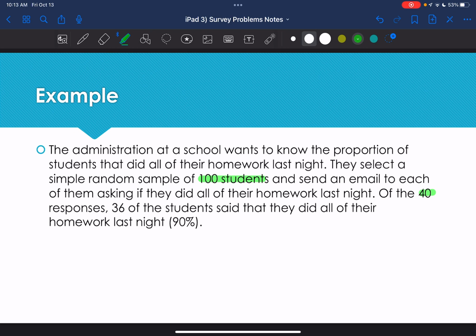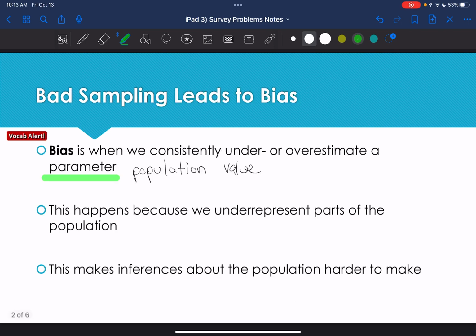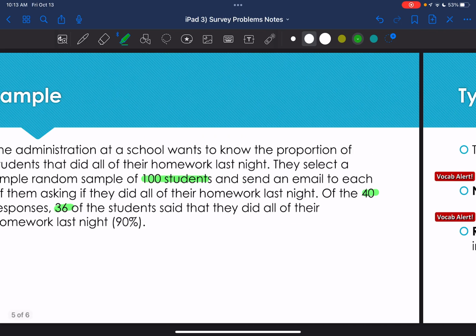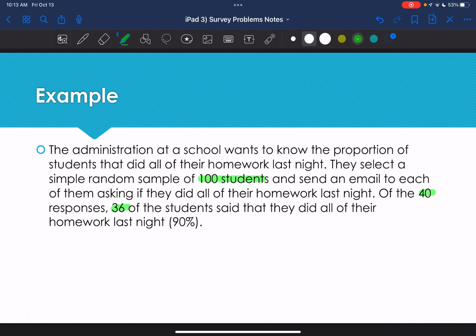Now, I wonder why, if a principal or an assistant principal emails a student, they might not respond. There are several reasons, but in this case, it's probably because they didn't do all their homework, right? And of the 36 that said they did do it, how many of them were even telling the truth? The administrator's contacting them. Maybe they're just saying yes because they don't want to get talked to about how important it is to do your homework. But right, so there are two problems here.